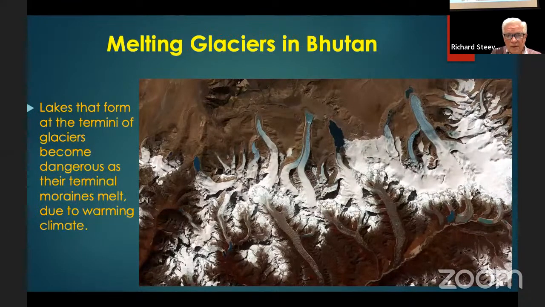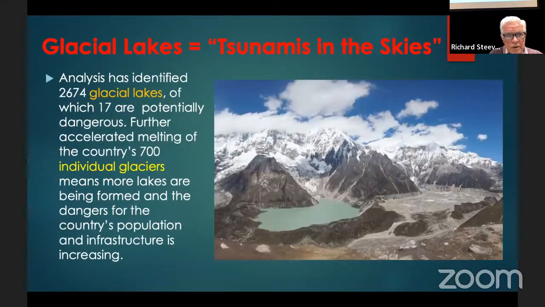So here are some melting glaciers in Bhutan, and they form the terminal or termini of glaciers and become dangerous. These lakes that you see forming here up at the top, so the glaciers are melting down, and these lakes that are forming could break over and wipe out villages down the valley. And so people think they're there for decades, maybe a century, and then suddenly spill over as they continue to melt. Some people call them tsunamis of the skies.